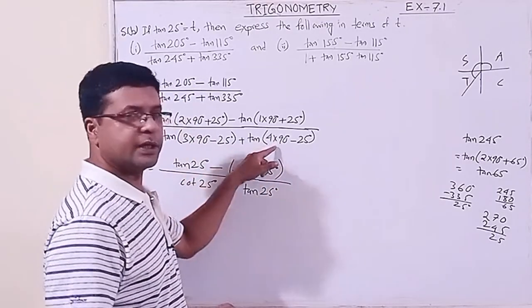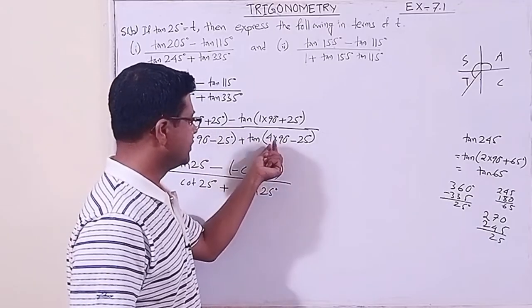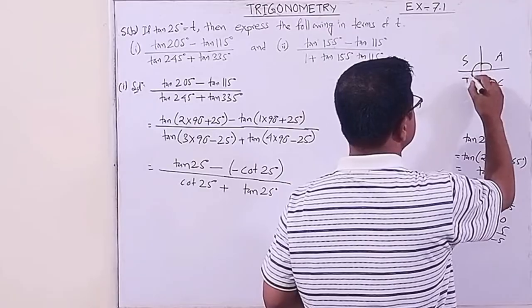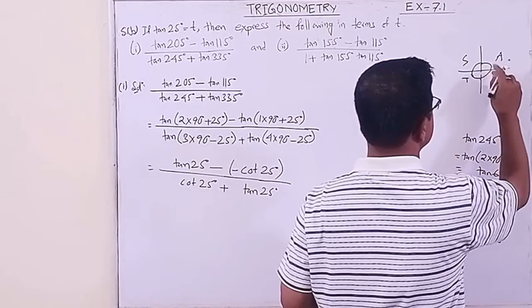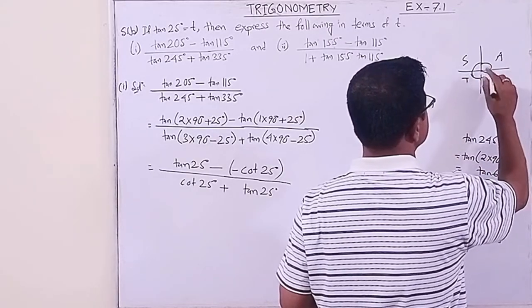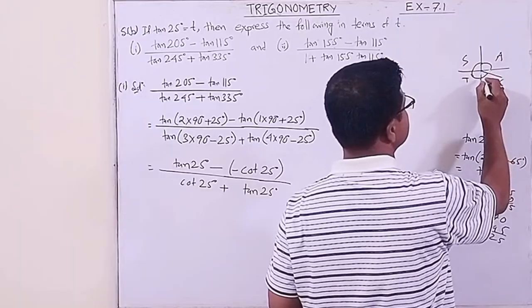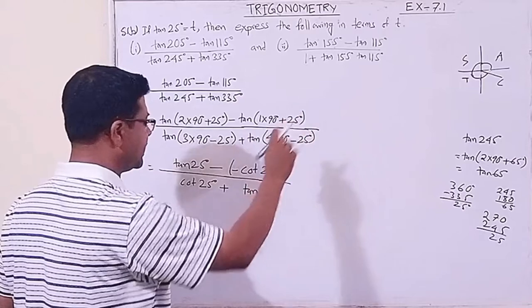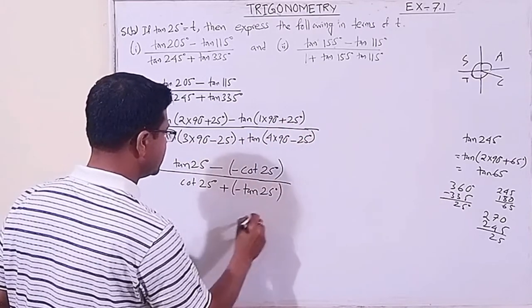It is in which quadrant? Fourth quadrant. You see, the whole thing is 360. From there we subtract 25, so still the angle is this much. So it is in the fourth quadrant. In the fourth quadrant tan is negative, so minus.